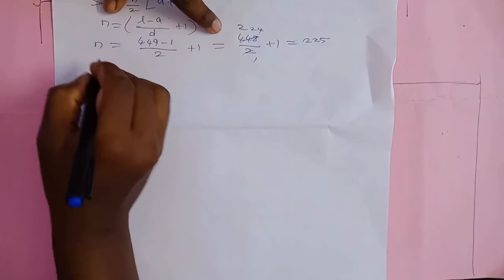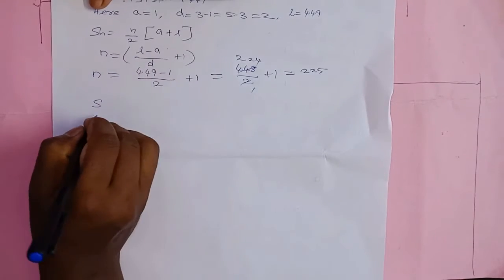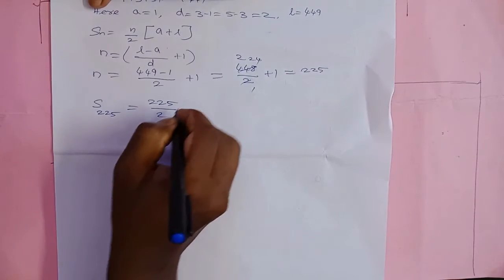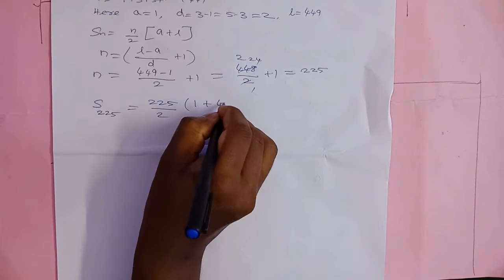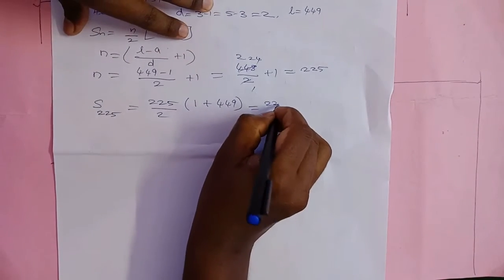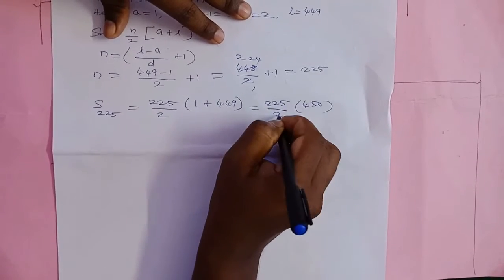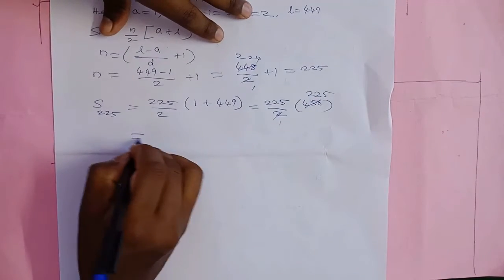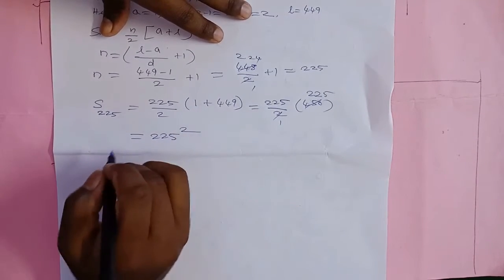But our problem is to find Sn. The Sn formula we have already written: n by 2 into A plus L. n is equal to 225. So 225 divided by 2 into A, which is 1, plus L, which is 449. So that is equal to 225 by 2 into 450. 2 ones are 2, 225 twos are 450. So that is equal to 225 squared, because 225 into 225 is 225 square.